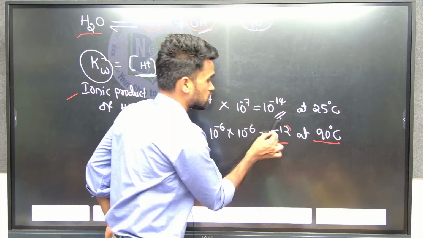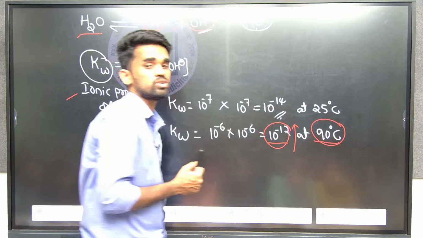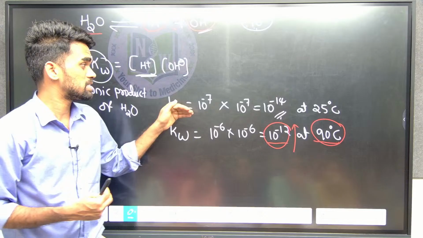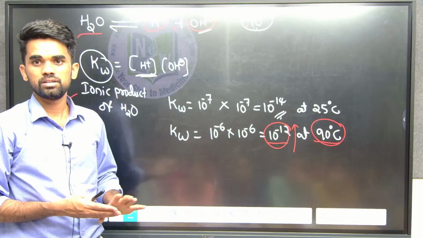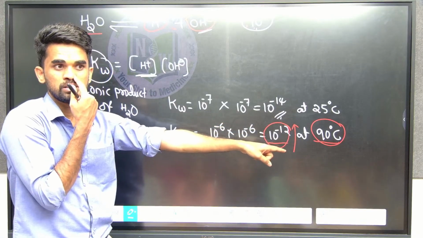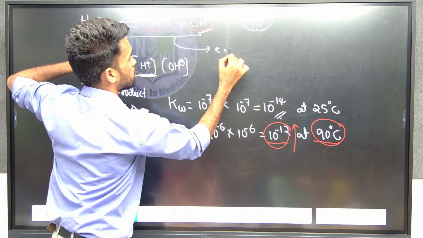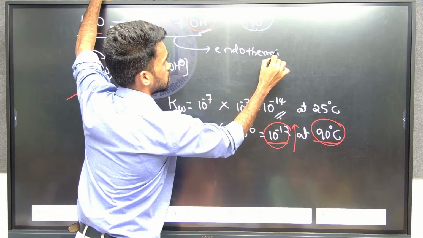10 power minus 12 is the bigger value. So with increase in temperature, what happens to the ionic product of water? Is this ionization of water endothermic or exothermic? High temperature favors the forward endothermic reaction. So the ionic product of water is an endothermic process.